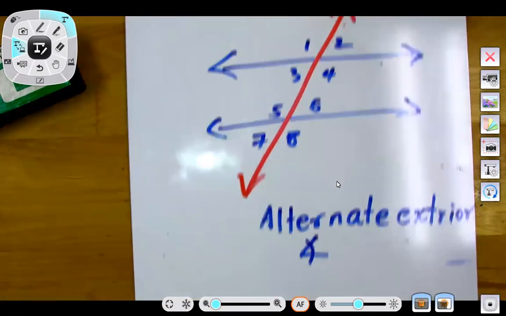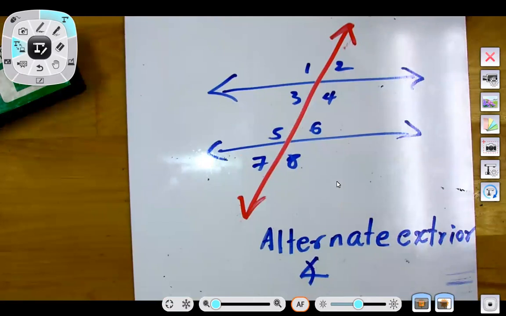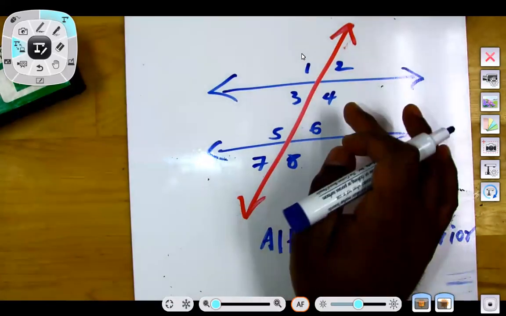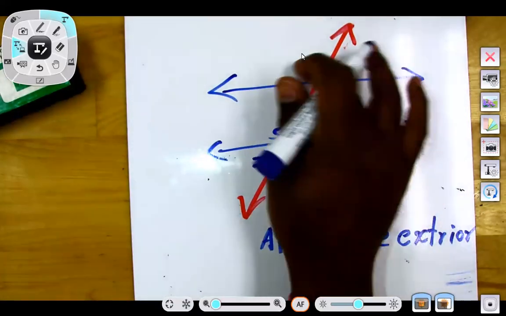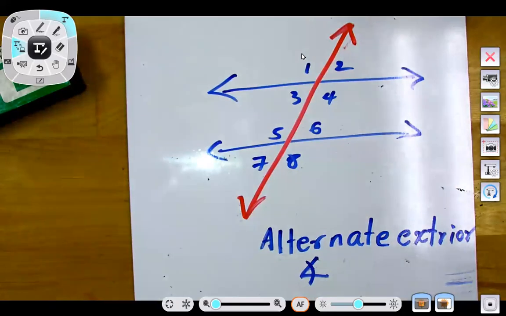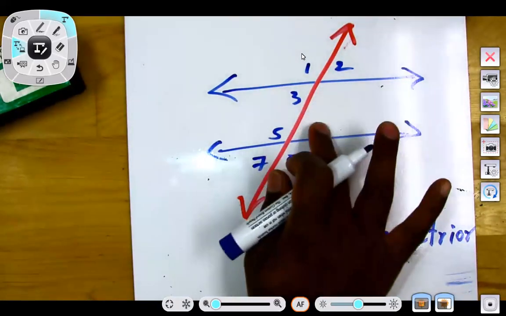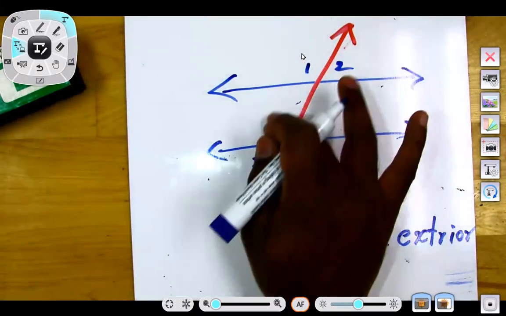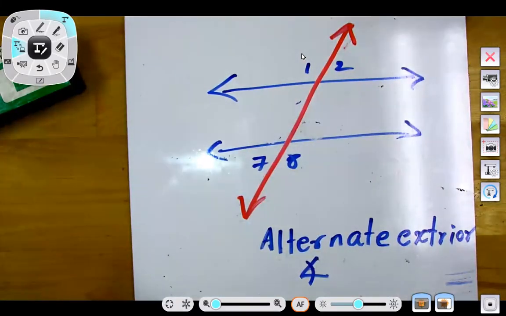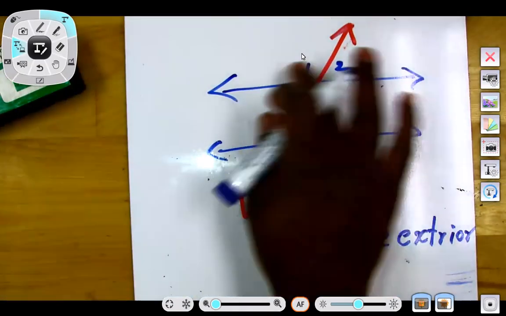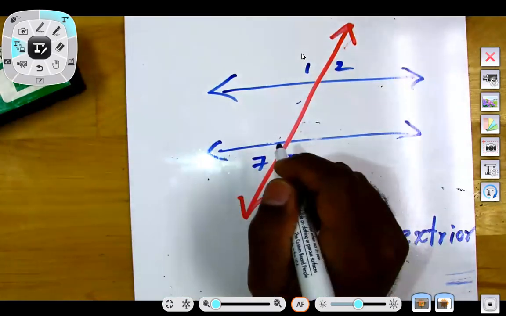Okay. If you look at it, what's going on over here? Interior, we can't take it because it has to be exterior. So we just want to take 1 and 2, which are outside of those parallel lines, and 7 and 8. It's the same rule. If you take away all these interior ones, you have 4 angles. It cannot be on the same side of the transversal, and it cannot be right next to each other. Those two are called alternate exterior.